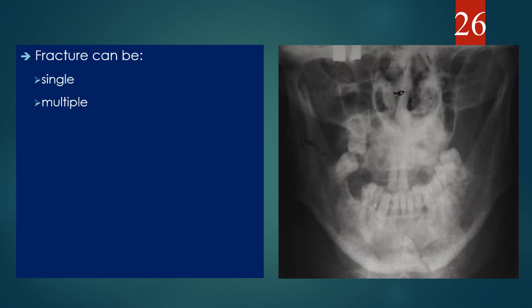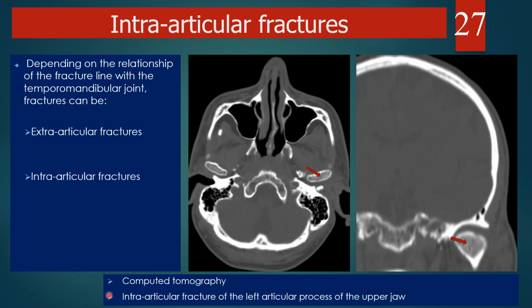Fracture can be single and multiple. Here on the picture, in anteroposterior view, we can see the fractures in mandible. Intra-articular fractures. Depending on the relationship of the fracture line with the temporomandibular joint, fractures can be extra-articular and intra-articular. Here we can see the axial slice of the computer tomography and also the coronal section. The fracture line is connected with the articular space, so that is intra-articular fracture.